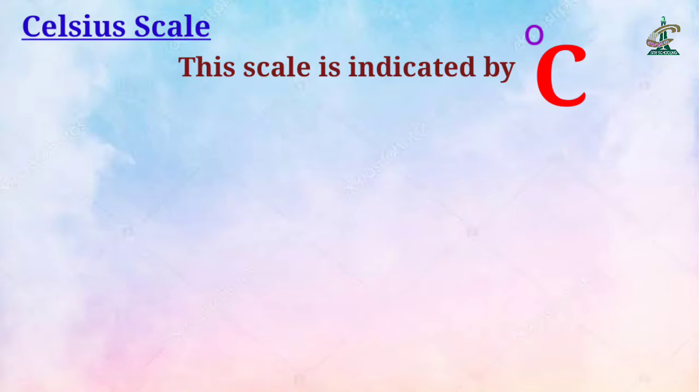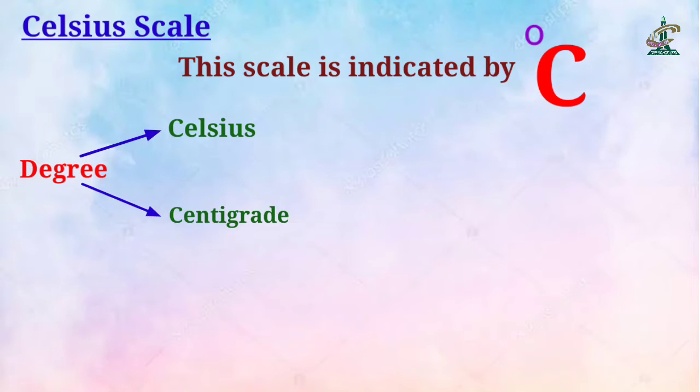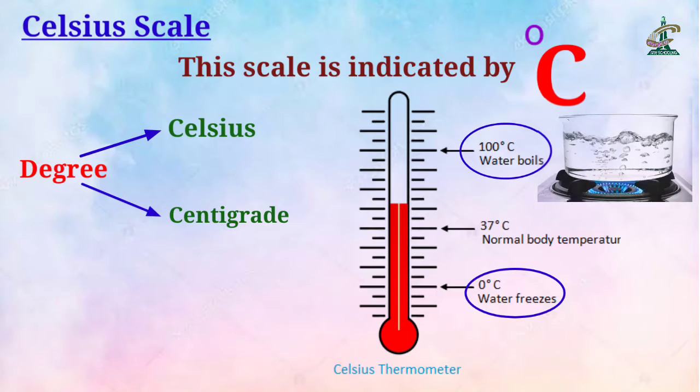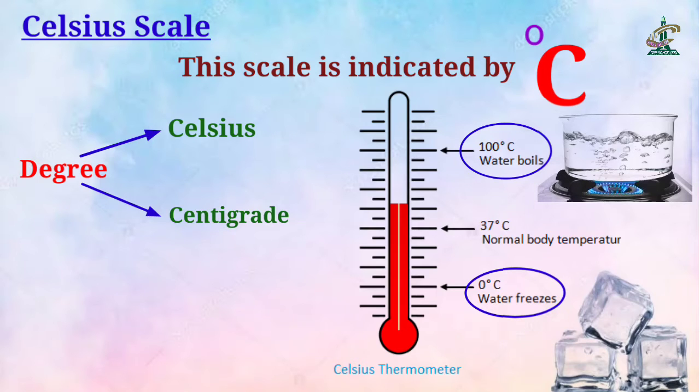Let's discuss the Celsius scale in detail. This scale is indicated by degree Celsius or degree centigrade. Beta, this 0 indicates the degree and this C indicates the Celsius or centigrade. Okay, now you just see this image, and this image is showing the lower fixed point is 0 degree and the upper fixed point is 100 degree. When the water boils and at 0 degree centigrade the water freezes.